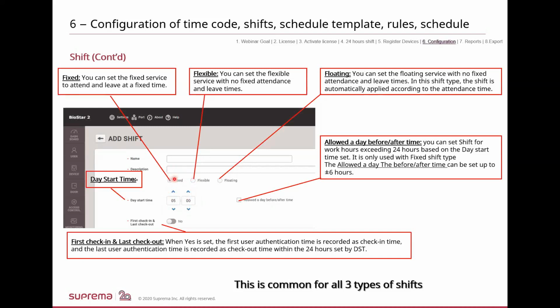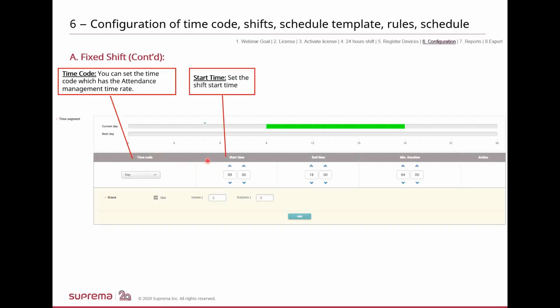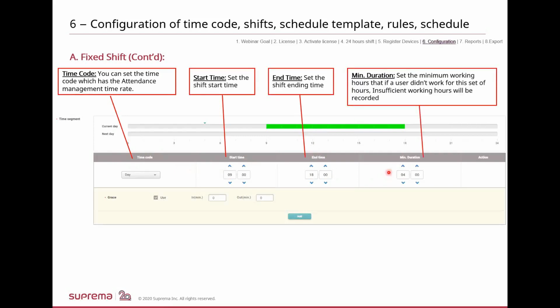So if we go for the fixed shift now, if we click the fixed shift, what comes after this part is the time segment. Here you need to choose the time code which we have created, either time rate by 1, 1.5, XYZ, and you have the start time and the end time of this shift, and the minimum duration that should be worked within this shift in order to avoid the exception of insufficient working hours.